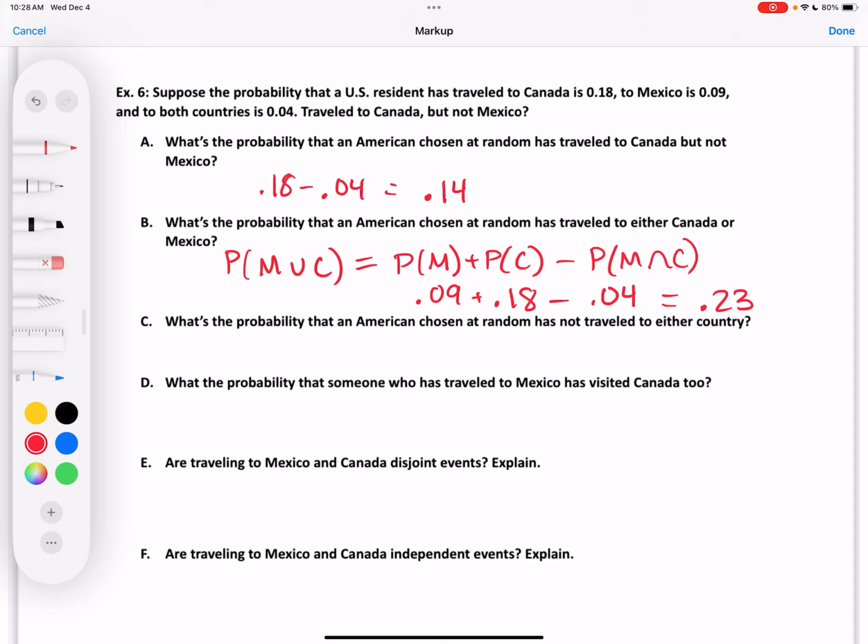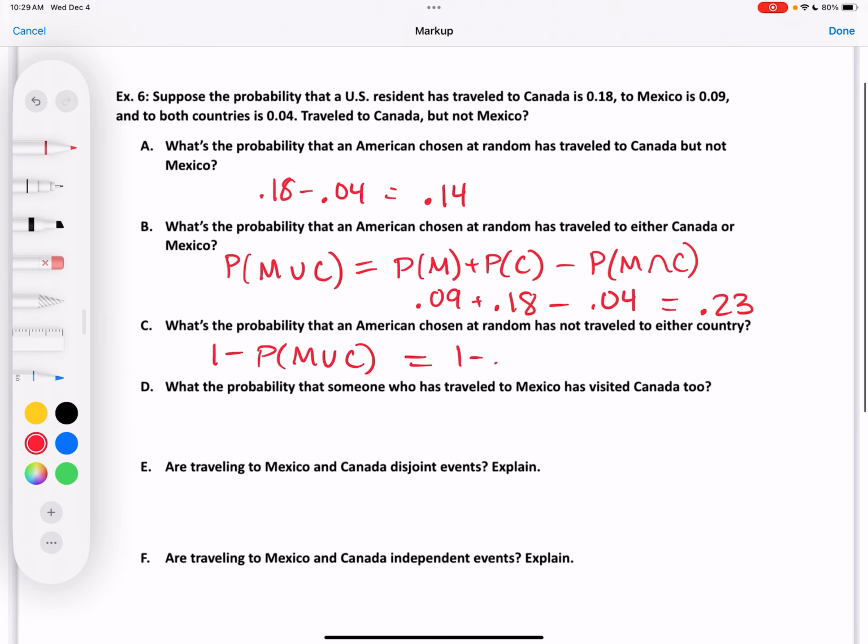What's the probability that an American chosen at random has not traveled to either country? Do the complement. So it's the complement of what? 1 minus the probability of what? Well, it would just be of this, right? Because this is that they've gone to either. This is that they've gone to neither. So 1 minus the probability of M union C. So that would be 1 minus 0.23, which is 0.77.